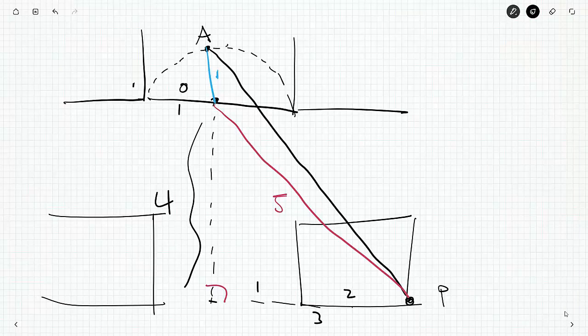Okay. So what does that tell us about AP? Well, we've got 1, we've got 5. I suppose if we knew this angle here, we might be able to do cosine law. And that's trigonometry, so that's well within the capabilities of a grade 10.